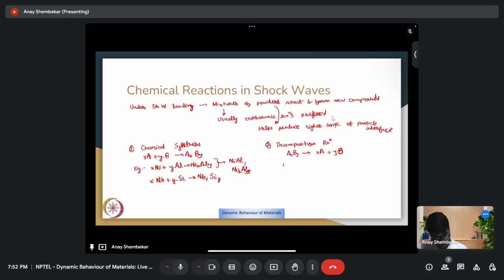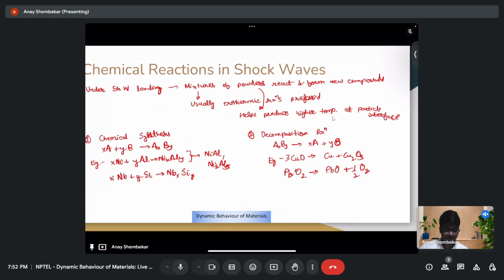So an example of the same could be copper oxide plus copper oxide, CO or lead oxide giving way to some. Yeah, so both synthesis and decomposition reactions can take place.